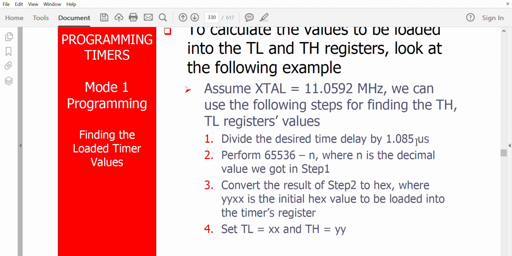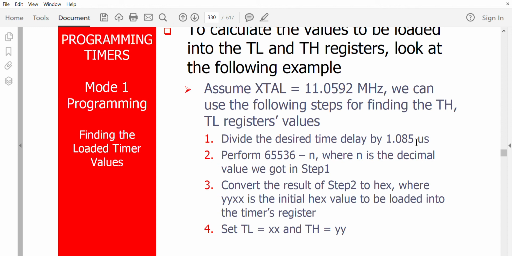So what is the time delay? Time delay is FFFF minus THTL, that value plus 1. You get a hex value, convert that to decimal, multiply with 1.085 microsecond, and multiply that value by 2. That is the time delay. So from that, you know the time delay.